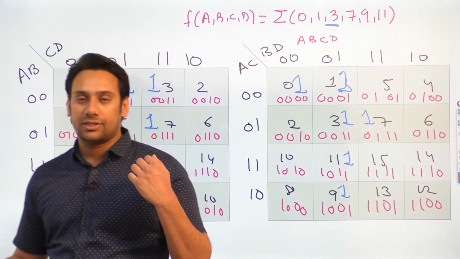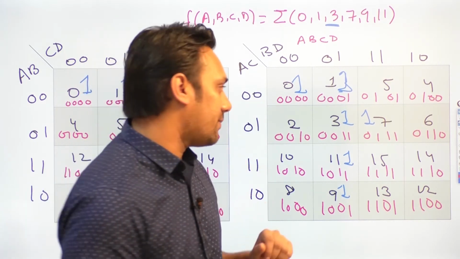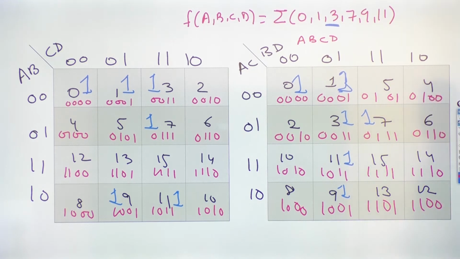So first of all, let us just understand how you can fill these values. How can you represent the functions in the K-map? For now, you only have to understand how you can represent a function using K-map. Okay.